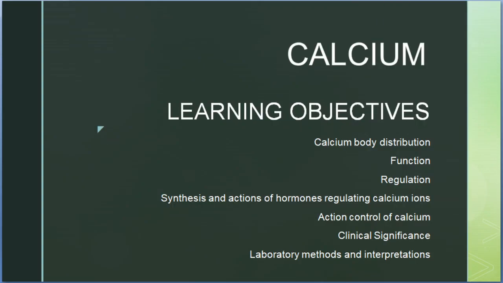For this week's learning objective, we will be able to discuss your calcium body distribution. What is the function of your calcium? And how do we regulate your calcium using those three important hormones? The synthesis and action of those hormones regulating your calcium ion, specifically your parathyroid hormone, your calcitonin, and your vitamin D. Then, the action control for calcium, the clinical significance or the different disorders relating to your calcium level, your hypocalcemia and your hypercalcemia. And then the different laboratory methods and interpretations.